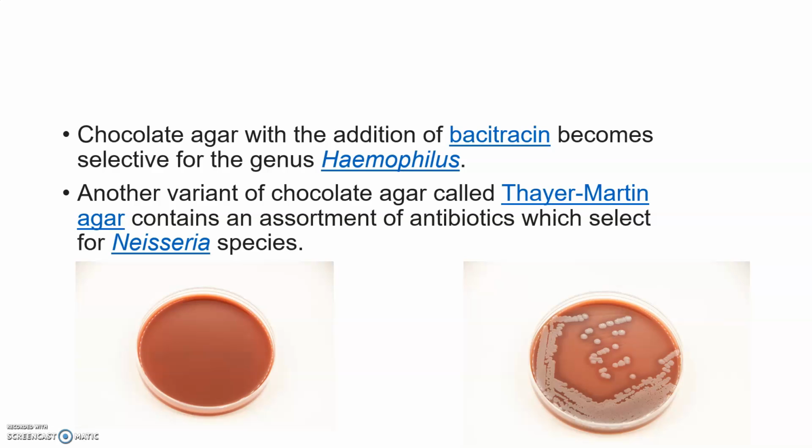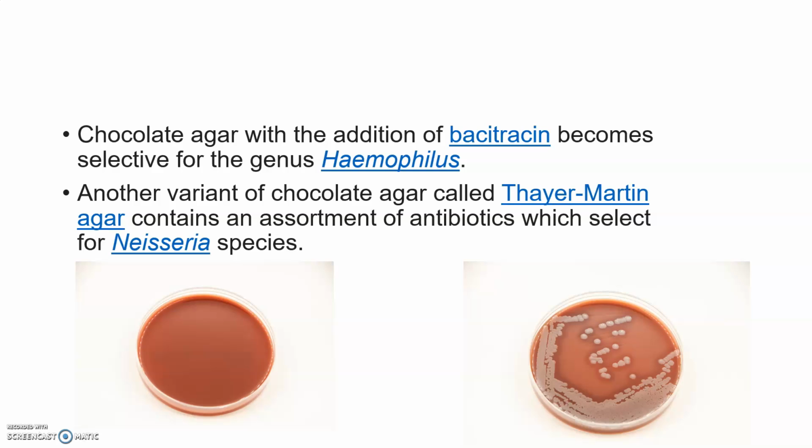So this is the picture of uninoculated chocolate agar, and this is inoculated media. And the chocolate agar, with the addition of bacitracin, becomes selective for the growth of genus Haemophilus.